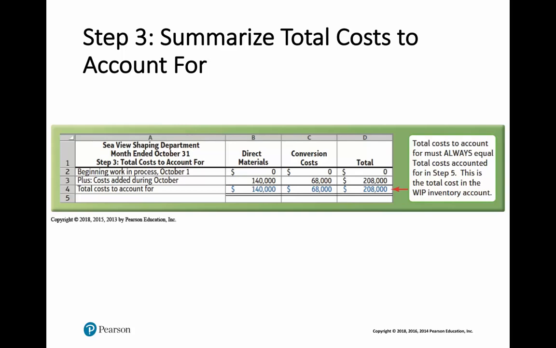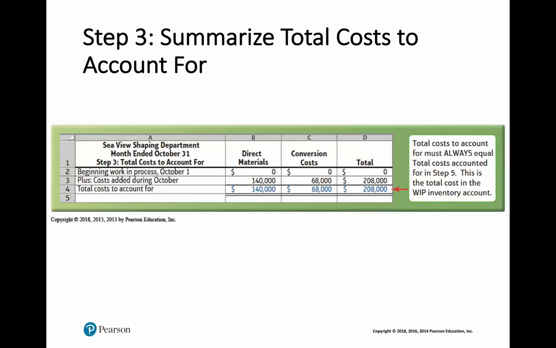So for step 3, when we're summarizing our total costs, the way they're presented is what was the cost in the beginning work in process, and then what costs were added, and that's the total cost to be accounted for. So again, the problem said we had no beginning work in process units, therefore we also had no beginning work in process costs, and then we added 208,000 of costs during the month of October. All right, so this 208,000 is how in steps 4 and 5 we're going to summarize and break that down between what we completed and then what's left over, what's going to remain in our department for this month.